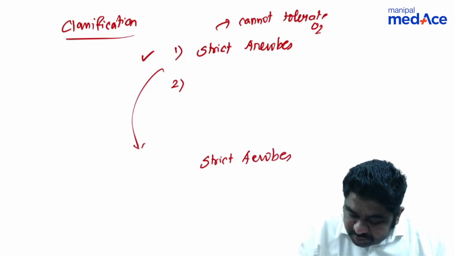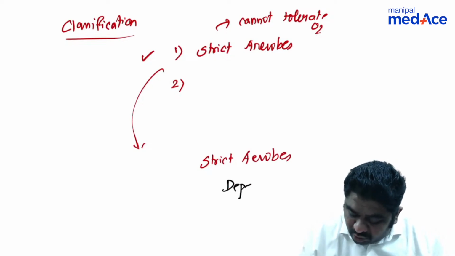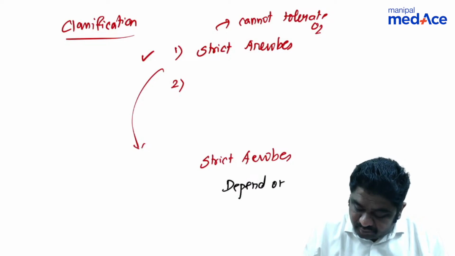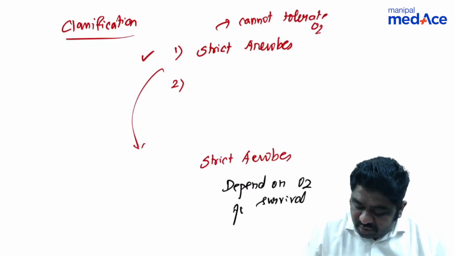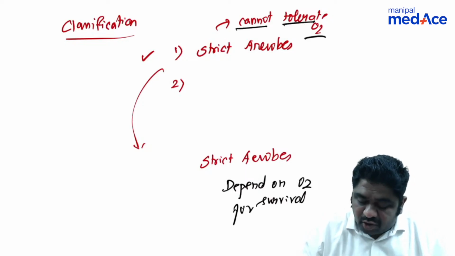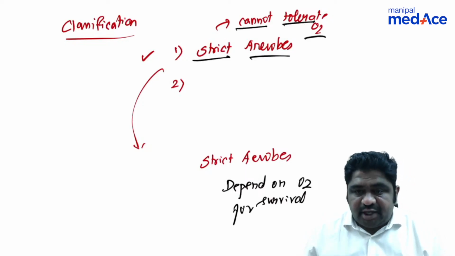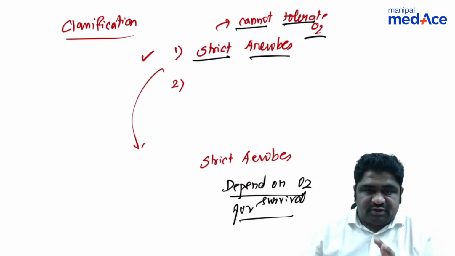And what does strict aerobes mean? They depend on oxygen for survival. Point number 1, they cannot tolerate oxygen as strict anaerobes. The strict aerobes are those who depend on oxygen for survival.